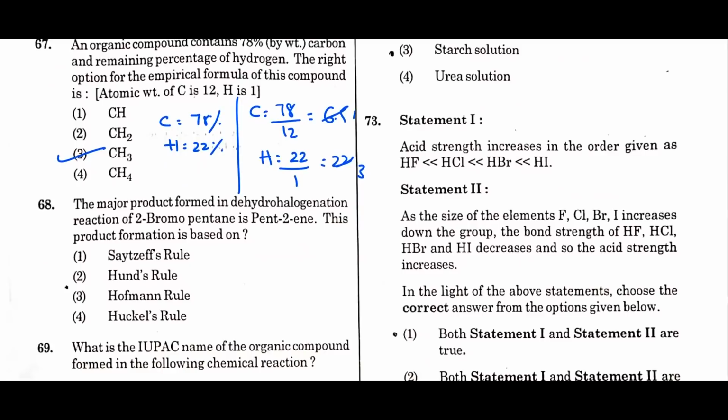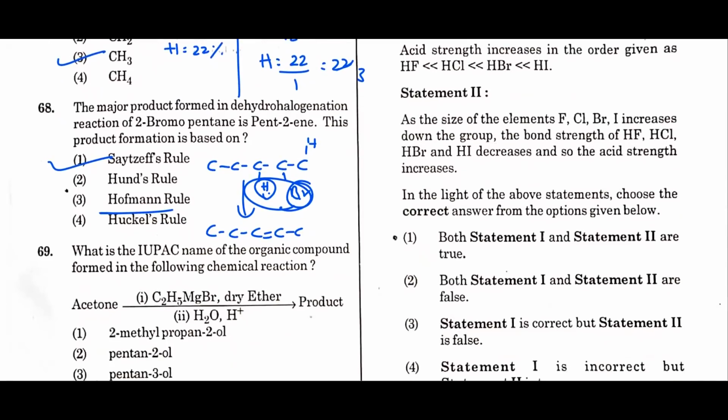And the major product formed in dehydrohalogenation of 2-bromopentane. Actually, if you see 2-bromopentane, there are two possibilities of dehydrohalogenation. You can remove this hydrogen and this Br, or this hydrogen and this Br. If 1-pentene forms, that is Hofmann's rule. If one H here and the Br here go out, then 2-pentene is your answer, which follows Saytzeff's rule. The more substituted alkene is more stable.